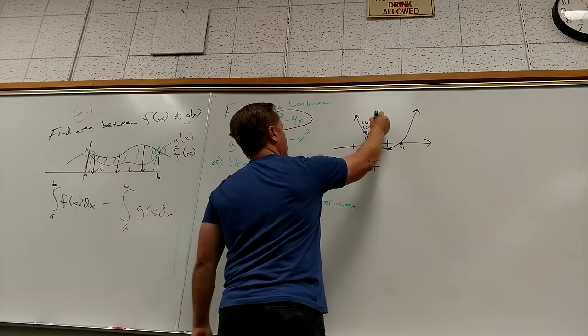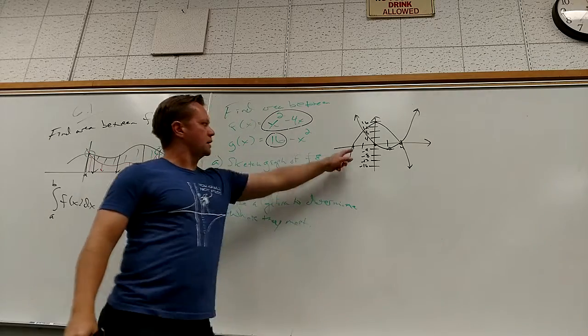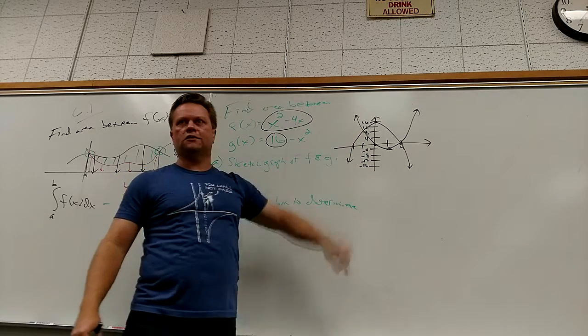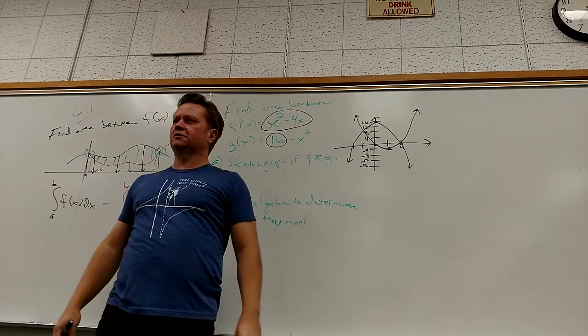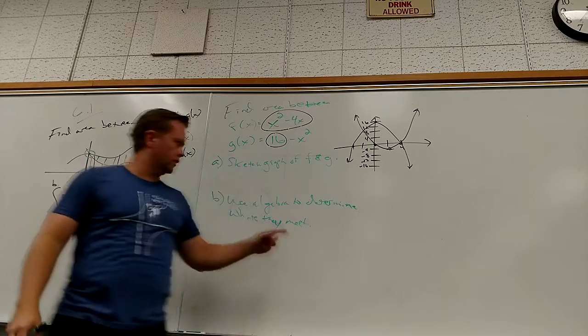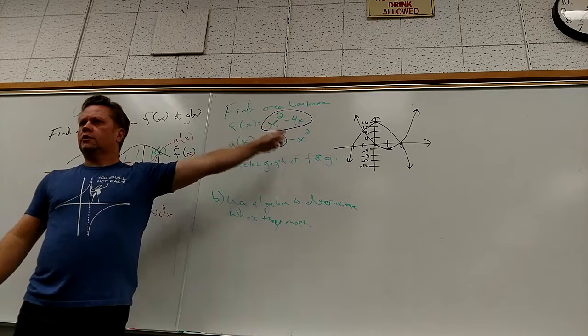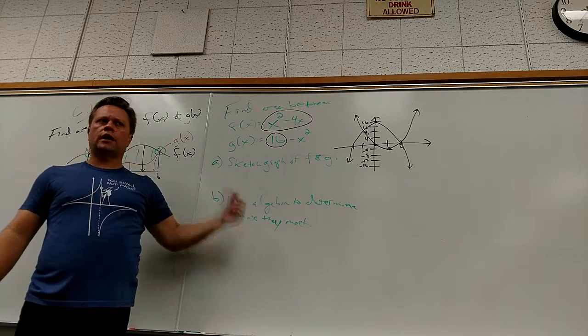So I've already got one place where they meet, and I see the second place they meet. And I can make a guess as to what it is. It looks like it's negative 2. More than likely it is. But my sketch is not the best, so I'm not going to do that. That's why there's part B. So one answer I already know should be 4. The other one looks like it should be 2. Now how do I do part B?